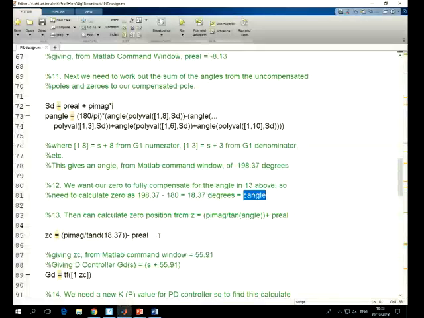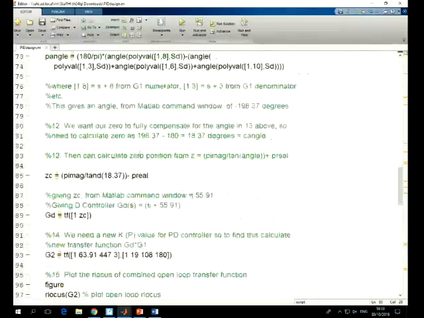Just copy the formula. The only thing is you'll have a different number in here, and the other numbers you've already worked out. So that came from that angle there. Quite easy, really. Like I say, you don't have to understand it in huge detail, just have to be able to use it. Okay, so then this gave us a value for the 0, 55.91.